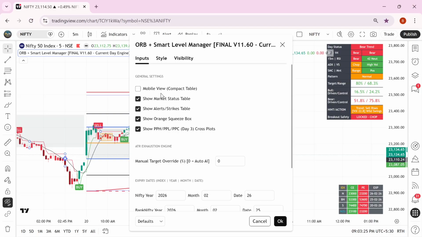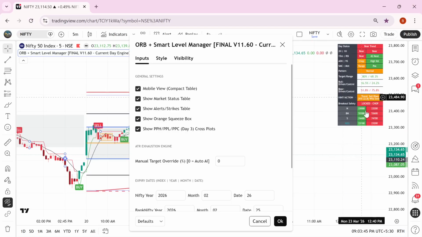The very first option you'll see is Mobile View Compact. What this means is, if you're trading on your mobile phone, this market status table will appear quite large and you won't be able to see the actual chart properly. So for that purpose, this is the mobile view that's available right here. If you click on this, you'll see it shrink down and become quite small. Did you notice that? Currently, there are two alert strike tables available. This one is present.